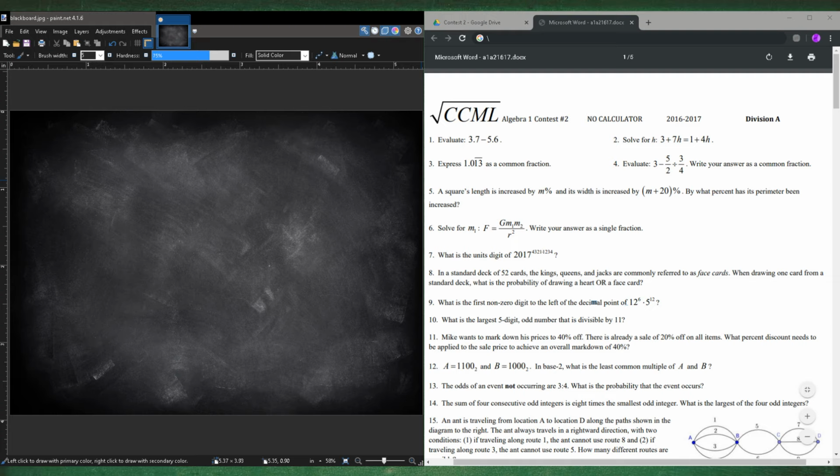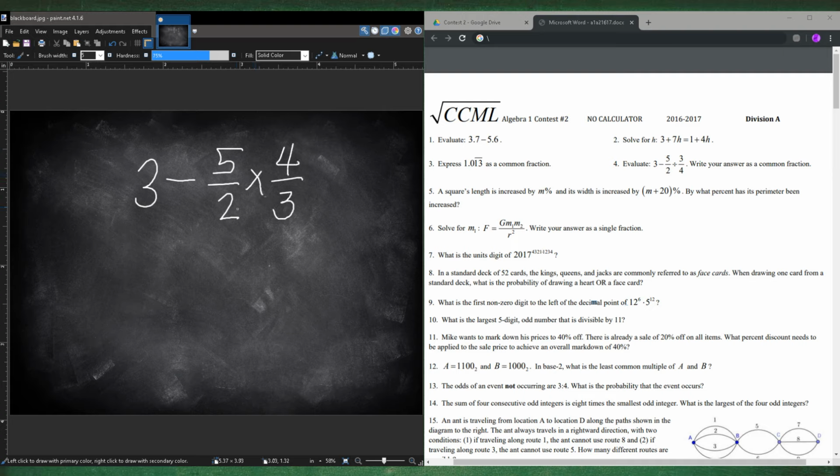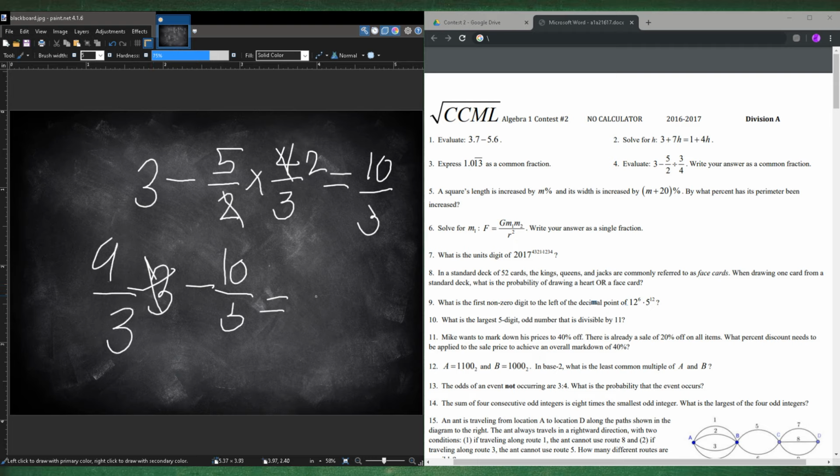Question 4. Evaluate 3 minus 5 over 2 divided by 3 over 5. Write your answer as a common fraction. So using order of operations, it is 3 minus 5 over 2 divided by 3 over 4, which is the same thing as multiplying by 4 over 3. So the 2 cancels with this one to make 2, so this portion is basically the same thing as 10 over 3. So you have 3 minus 10 over 3. 3 is 9 over 3. Minus 10 over 3 is negative 1/3. So that's your answer, negative 1/3.